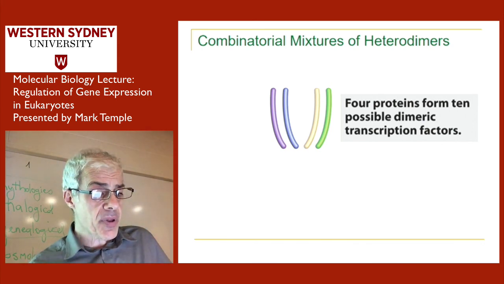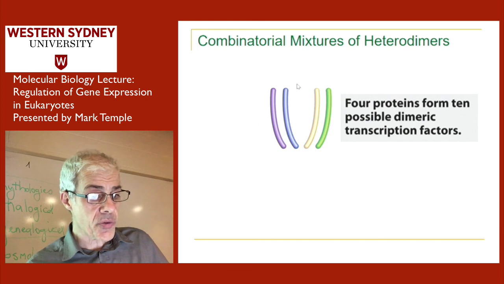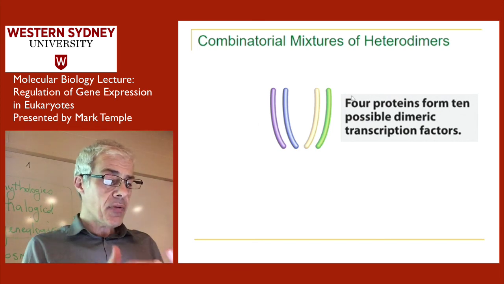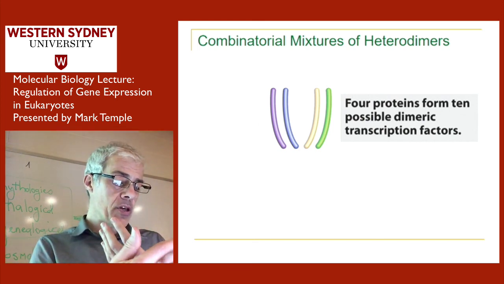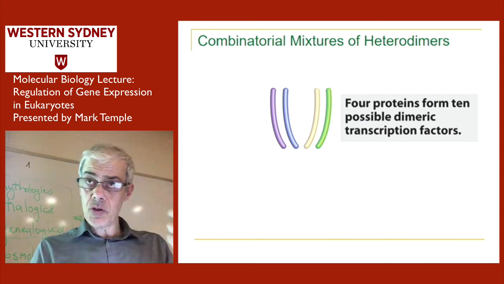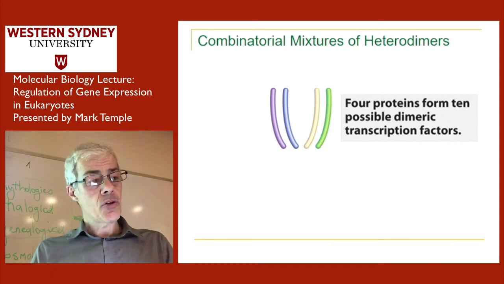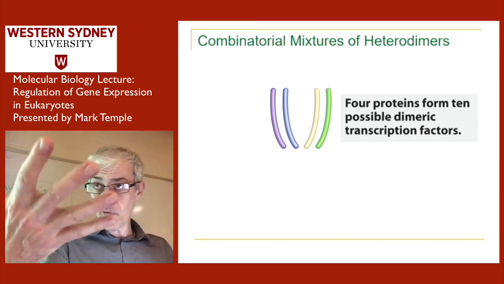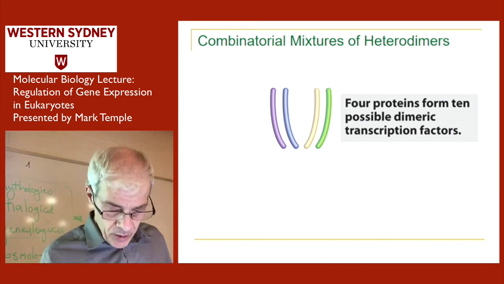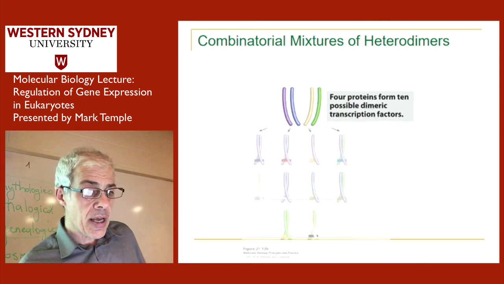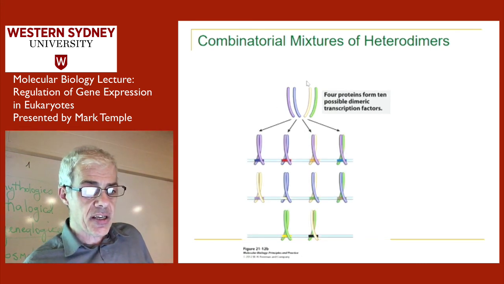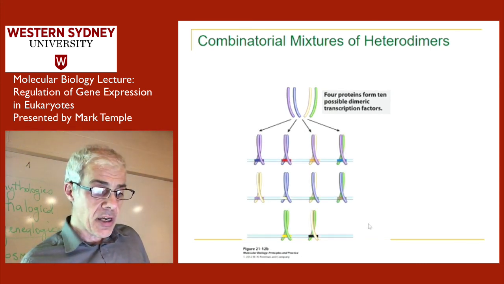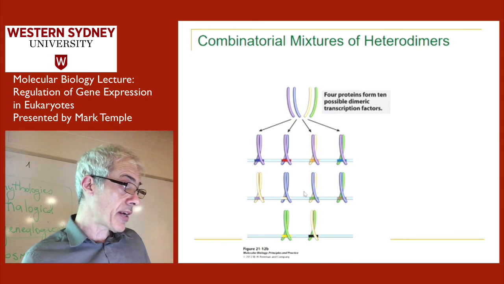Okay? So if we number these 1 to 4, you can have 1 and 1, 1 and 2, 1 and 3, 1 and 4, 2 and 2, 2 and 3, 2 and 4, 3 and 3, 3 and 4, and 4 and 4. You get 10. Okay? So you do the combinations, and 4 independent genes coming together to make a transcription factor can give you 10 different transcription factors.